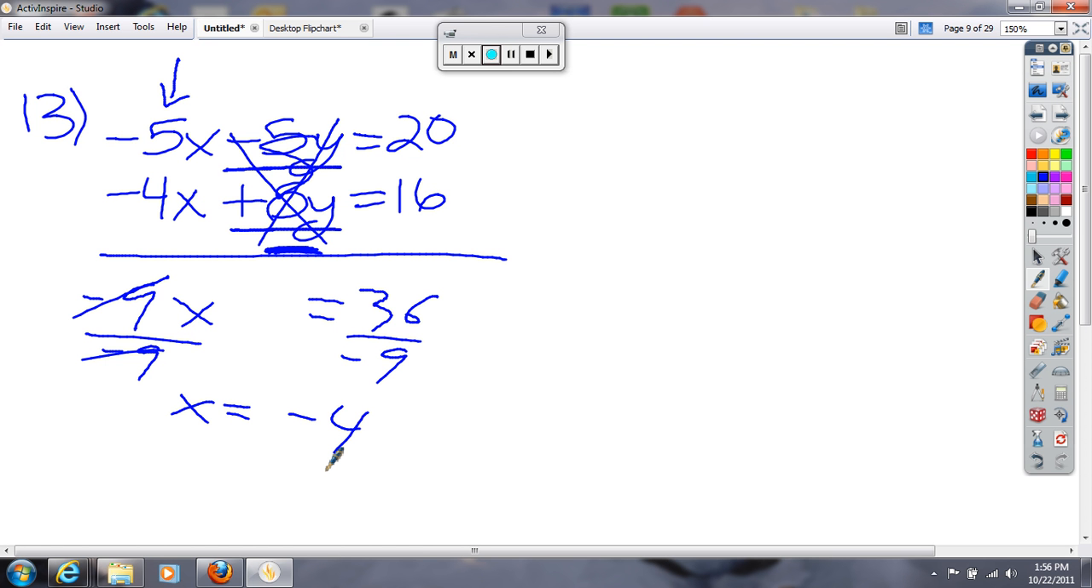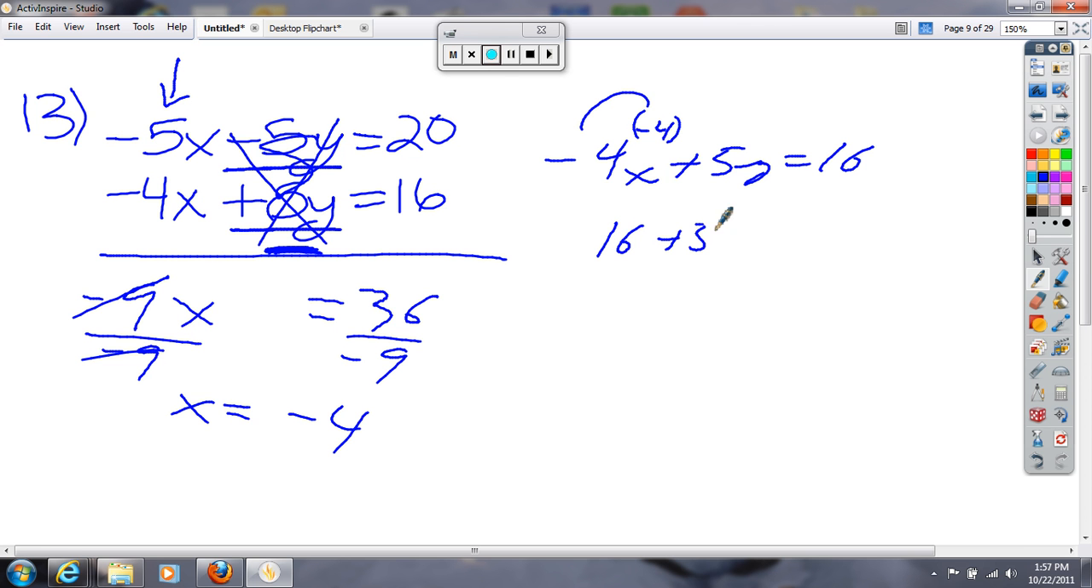Pick one of them. Let's say I take the bottom one. It doesn't matter. Just pick whichever one you think might be easier. The bottom one is negative 4x plus 5y equals 16. x is negative 4. We found that out. So instead of the x, I'm going to put negative 4 right there. And I'm going to multiply negative 4 times negative 4. That is 16. Plus 5y equals 16.